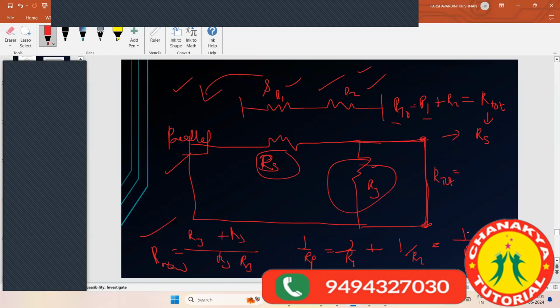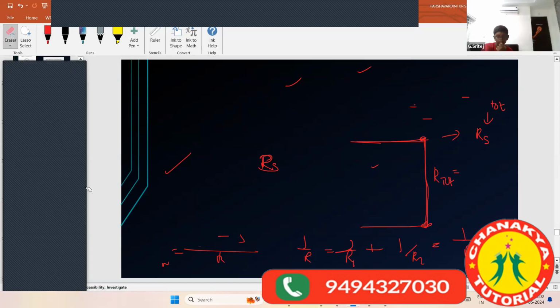Yes, this is the formula. If you guys didn't get it, I'll explain once again. I hope nobody got it. You didn't understand. Nobody understood. Yes, ma'am, I did not understand.